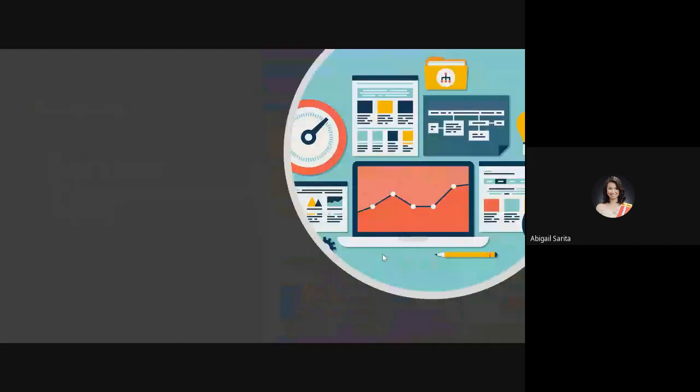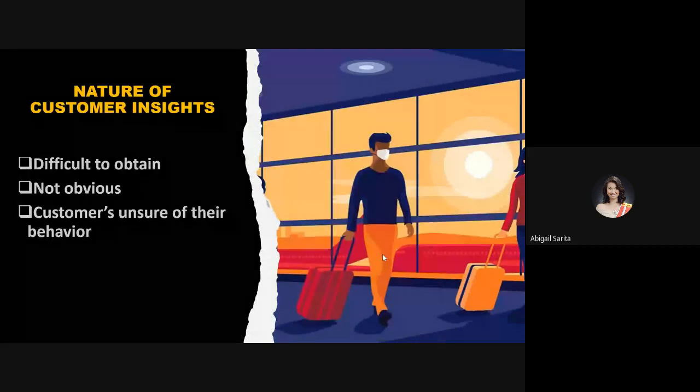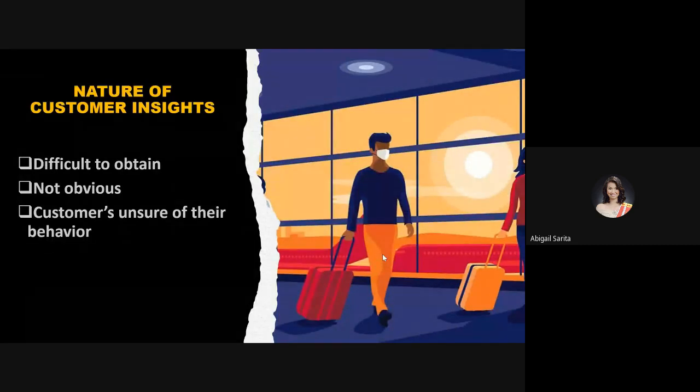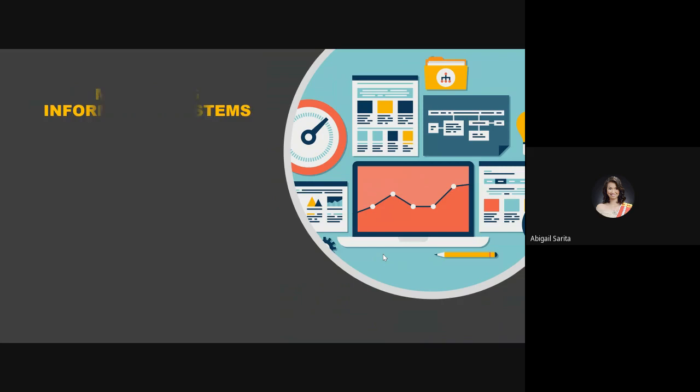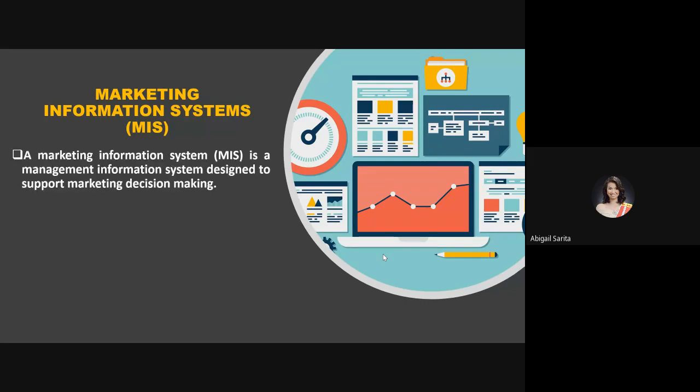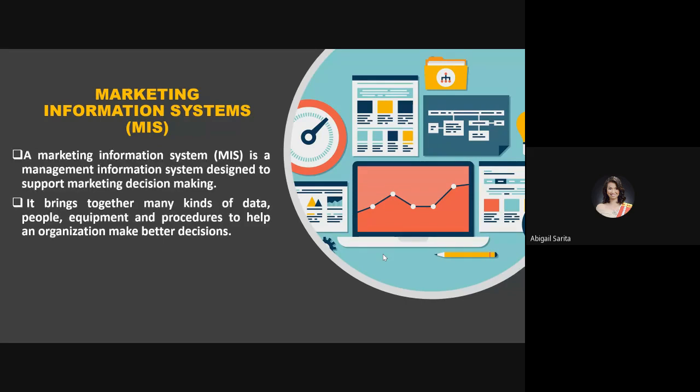All right, so moving forward, class. These are the three natures of customer insight: difficult to obtain, not obvious, customers unsure of their behavior. Moving forward, let's tackle the marketing information systems or MIS. So what do we mean when we say MIS? Louis, Eunice, can you please read?